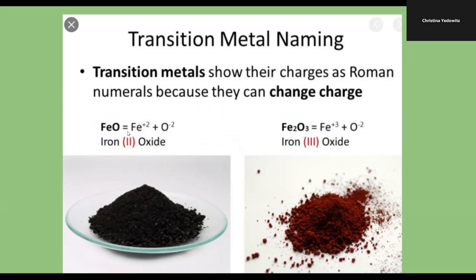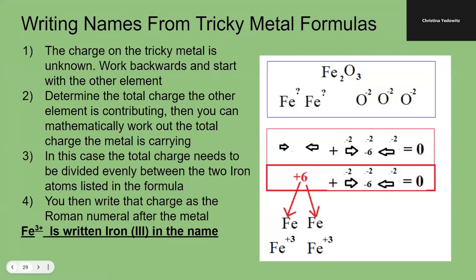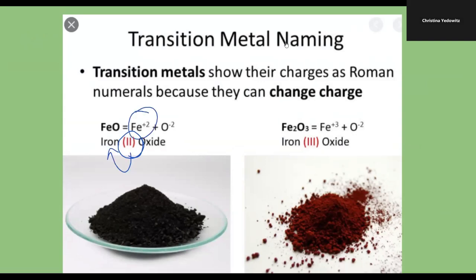So this is why, see how the Roman numerals here? This Roman numeral is indicating to me that this means iron with a +2 charge. And this means iron with a +3 charge. That's what that Roman numeral means. You have to tell me which one you're using when you're writing the name. Otherwise, when I go to balance the charges, I won't know which one to use. I won't know if I'm getting the formula right.